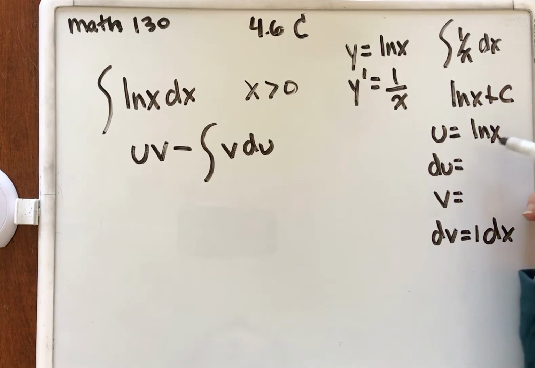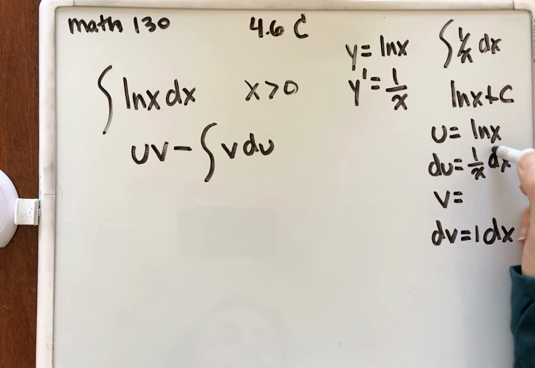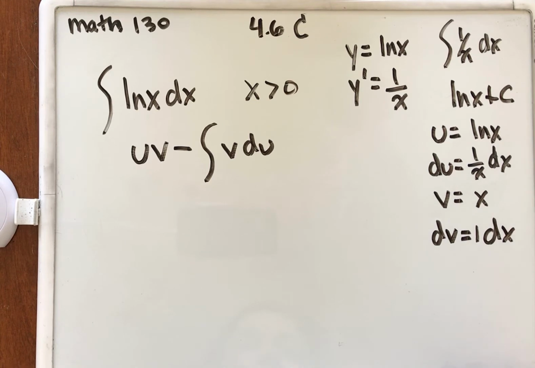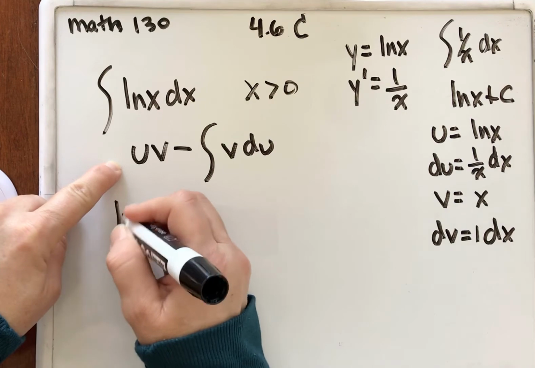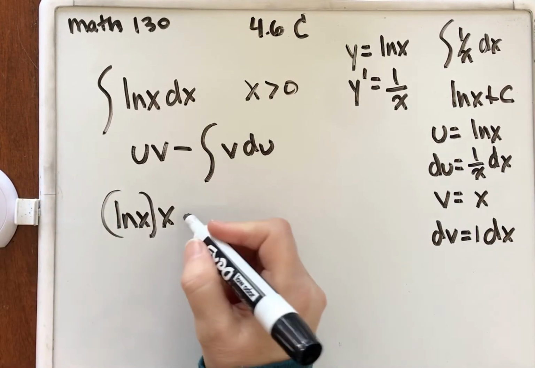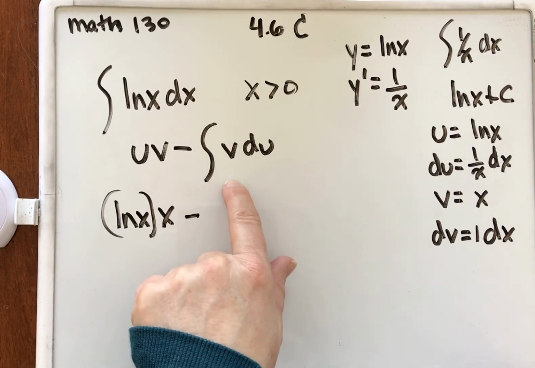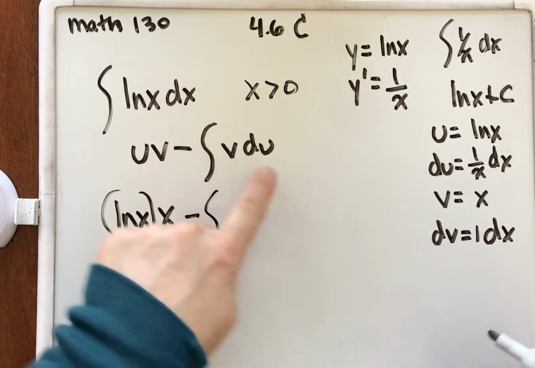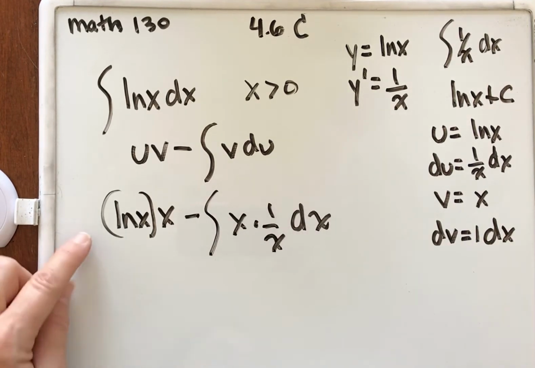Okay, so we take the derivative of ln x, we get 1 over x dx. We integrate dx, and that's just x. Okay, so now we apply that u times v. U is ln x times v, which is x, minus integration of v, which is x, du, times 1 over x dx.